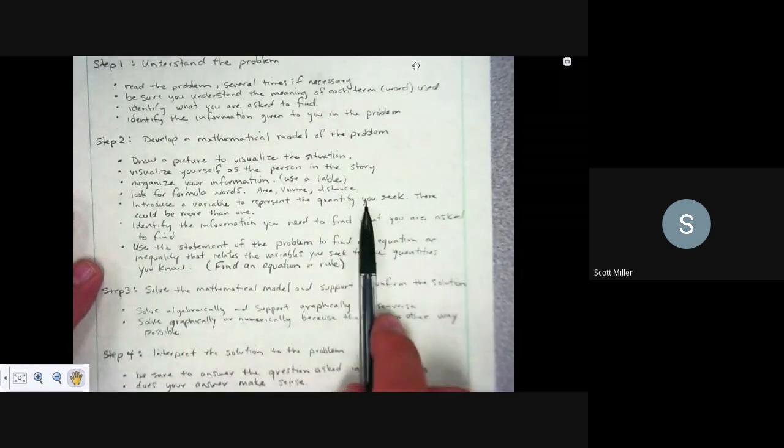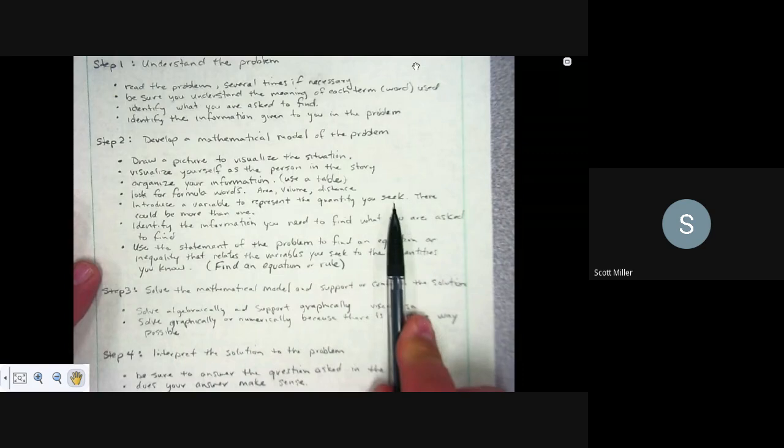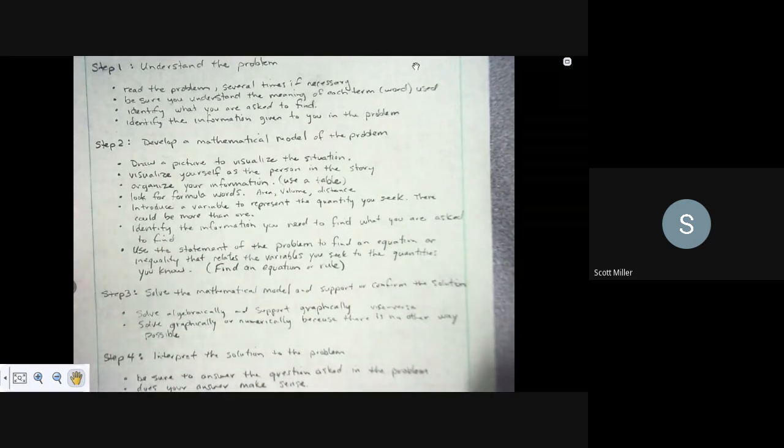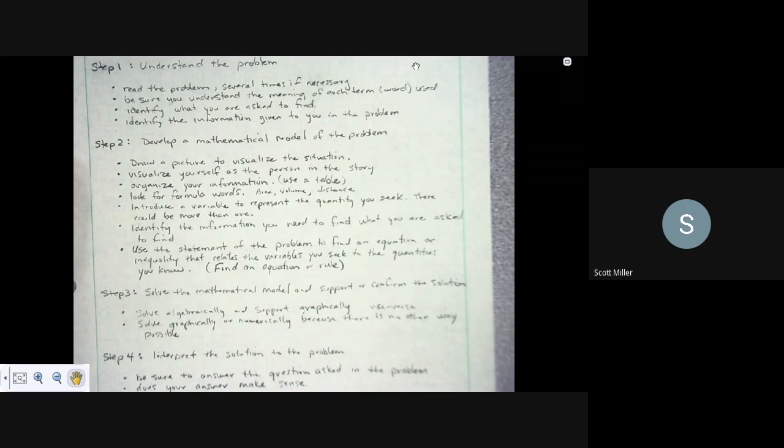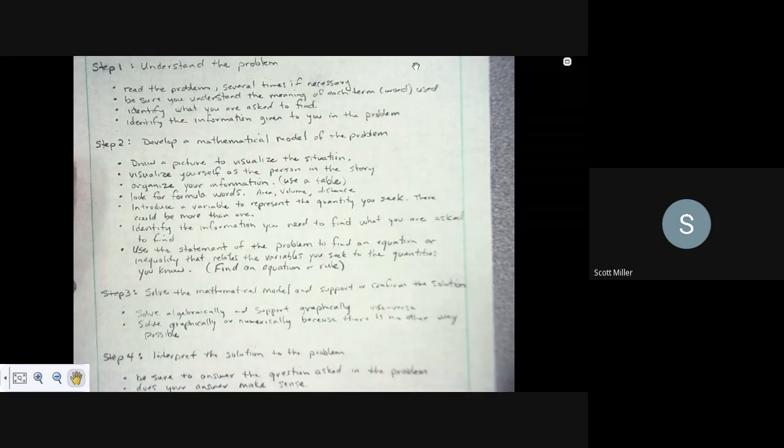You want to identify the thing you're asked to find, and introduce a variable to represent the quantity that you seek. There could be more than one. You don't need just one variable. As you get into higher math, you could be identifying more than one at a time. It just depends on your situation. Identify the information that you need to find. What are you asked to find? These are things you want to be looking for.